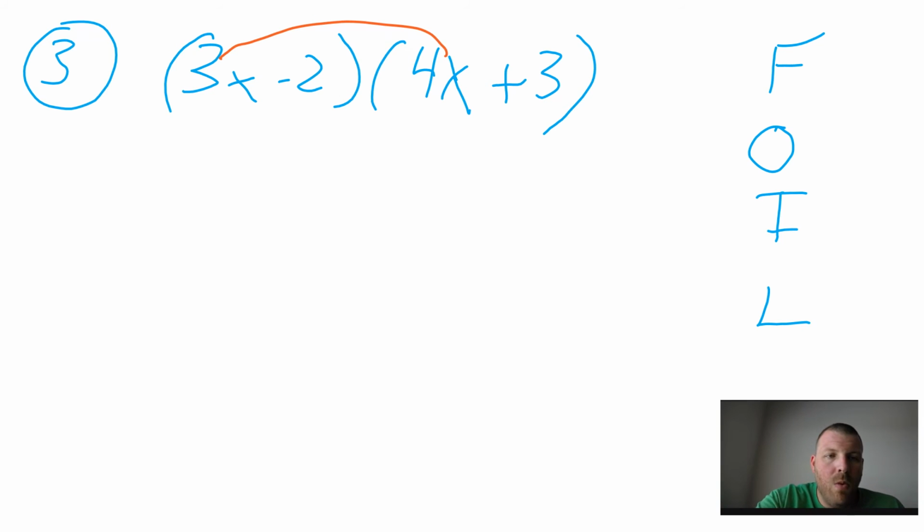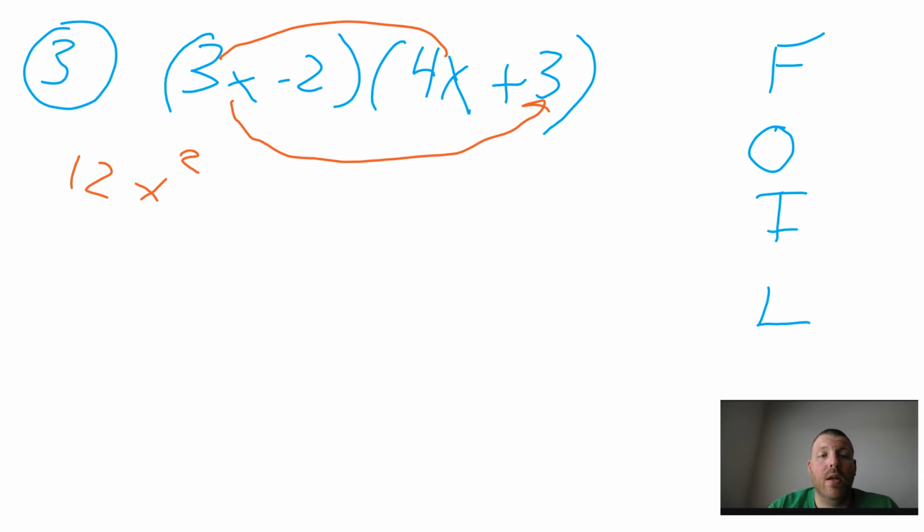3 times 4 is 12. I have x times x, so that is going to make x squared. I'm done. That's the first. The outers. The outers are here. These are the outsides. So outside: 3 times 3 is 9, and then I have an x, so that's 9x.